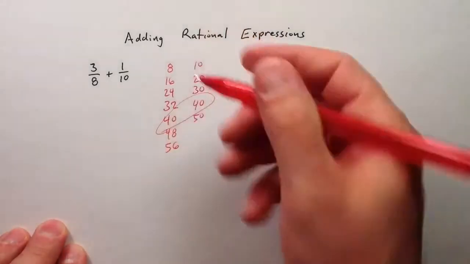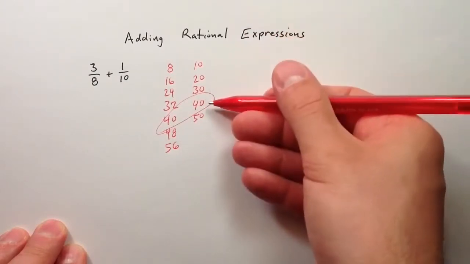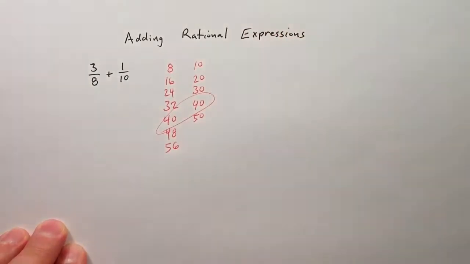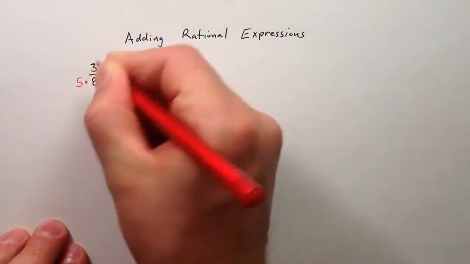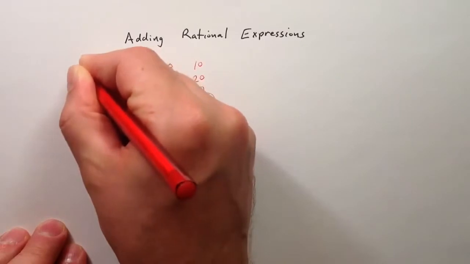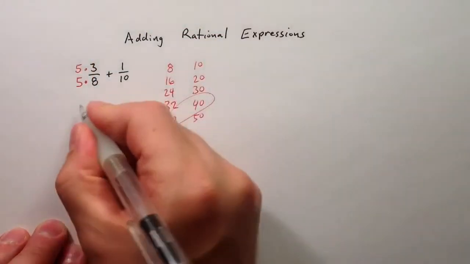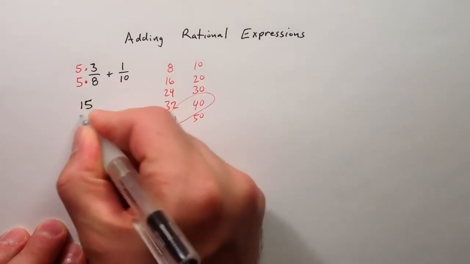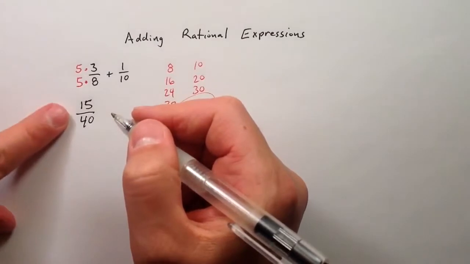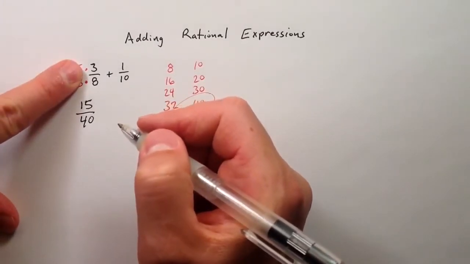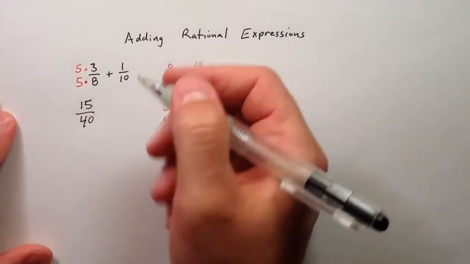And so, if we think about it, 40 came from 8 times 5, and it came from 10 times 4. So if I multiply 8 by 5, to keep everything the same, I need to multiply the top by 5 as well. 3 times 5 is 15. 5 times 8 is 40. And so the fraction 15 over 40 is equivalent to the fraction 3 over 8.